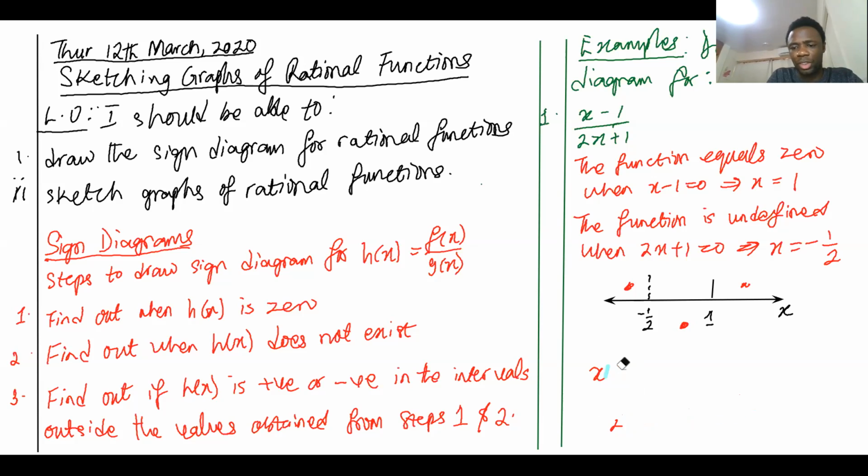Okay, so step 3 says find out if h is positive, which means if the function is positive or negative in the interval outside its values. The interval outside the values are these dotted points that I just mentioned. So what we're going to be doing is to substitute random values. Pick a value that is less than minus half. I pick minus 1. Okay, do we all agree? -1 is in that region. Yes? Okay. Substitute -1 into this.